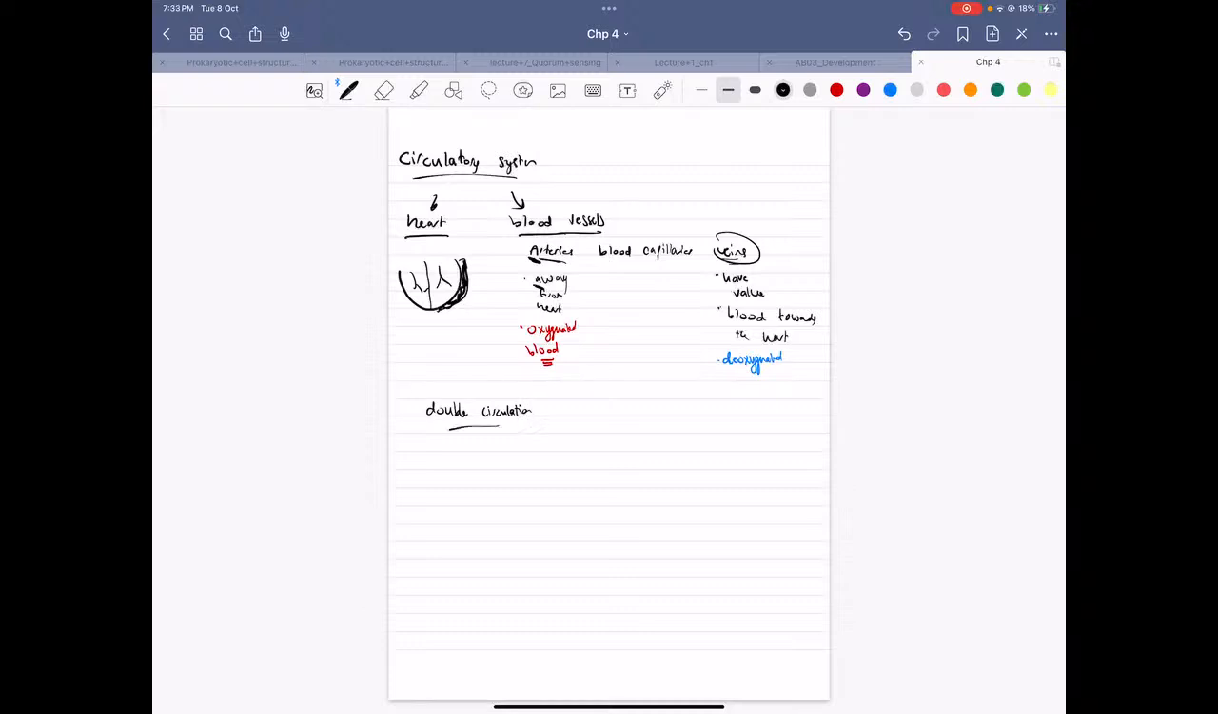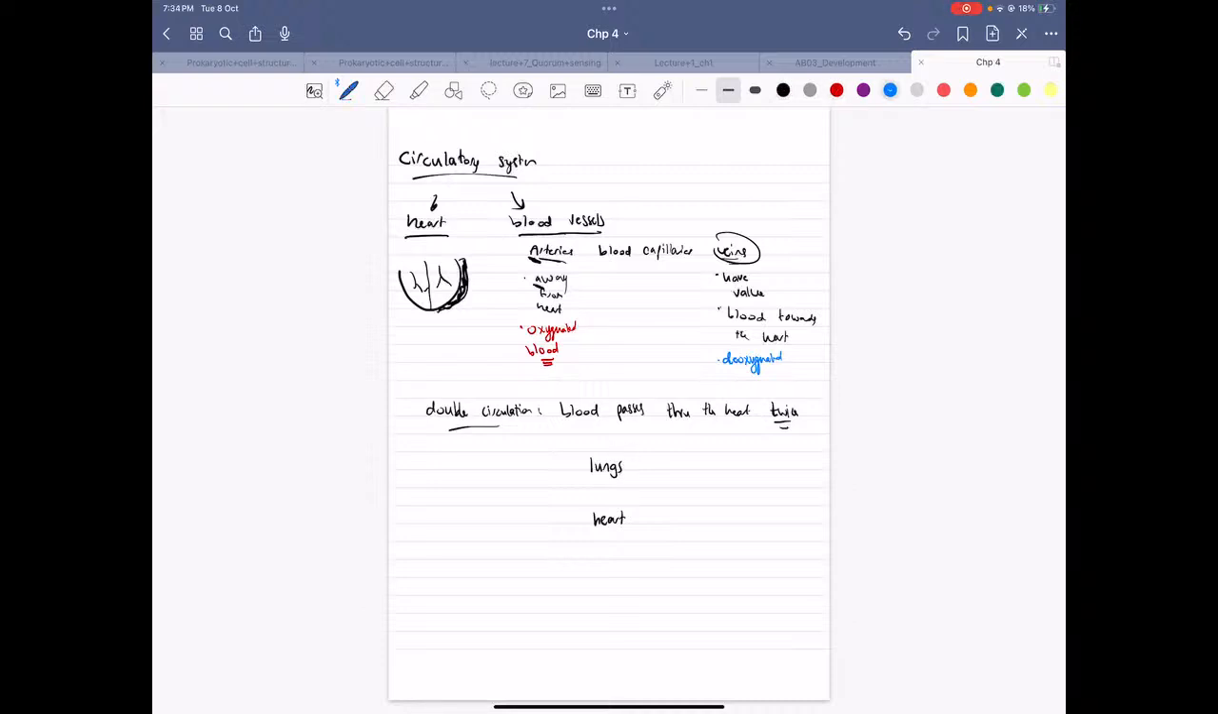A double circulation basically means that blood passes through the heart twice before it goes to the body. So how does that work? Remember, we said we have the heart. I'm not going to draw the heart again, I'm just going to write the heart. We have the lungs, okay? And what do we have?